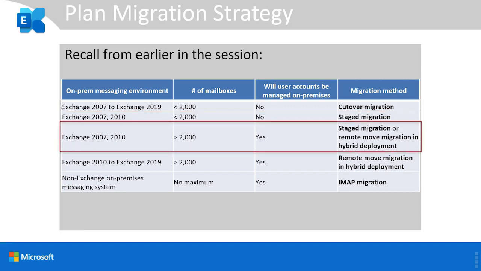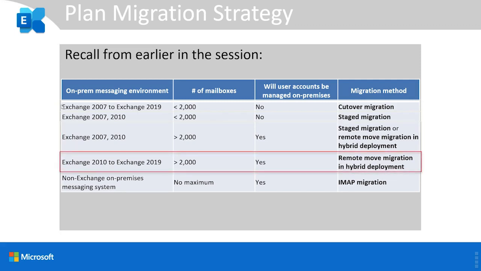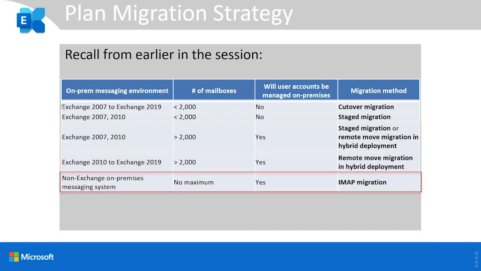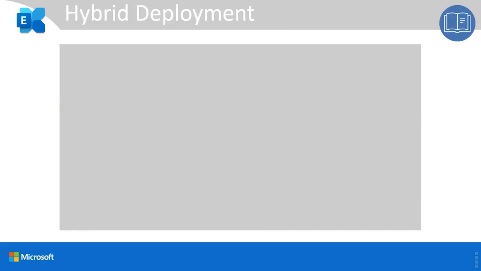Staged migrations can also be used for larger numbers of Exchange 2007 or 2010 mailboxes in a hybrid scenario, as can remote move migrations in hybrid deployment. Remote move migrations in hybrid deployment are also applicable to migrating later editions of Exchange, and IMAP migrations are intended for migrating non-Exchange on-premises messaging systems.